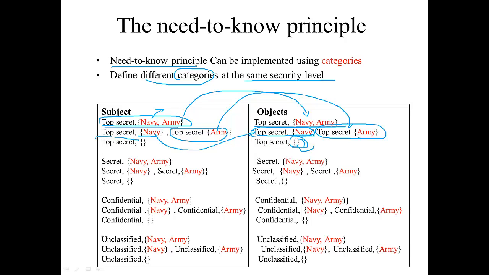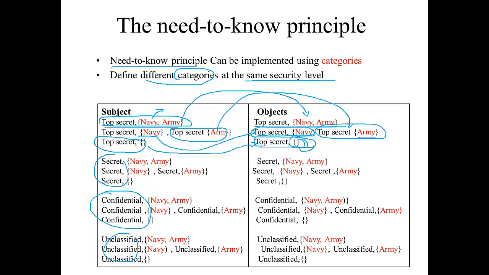For the subject with the unlabeled category, he can only view the corresponding category. Okay? That's for the top security level. For the secret level, confidential level, and unclassified level, we can do the same thing. So see here, we list all of them. There are so many categories here for each security level.